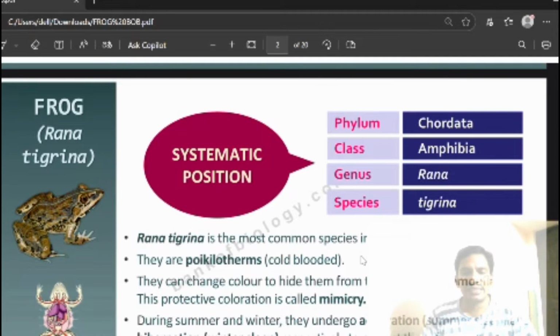They can change their body color. That mechanism is called camouflage, meaning they can hide their bodies and escape from their enemies. This protective coloration is called mimicry, right? You know that during summer and winter they undergo aestivation. Aestivation is called summer sleep and winter sleep is called hibernation.